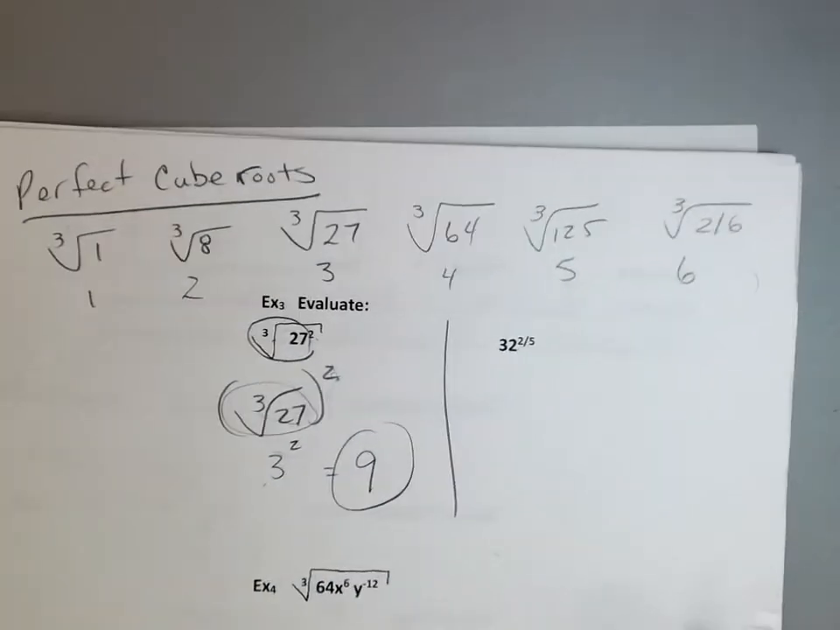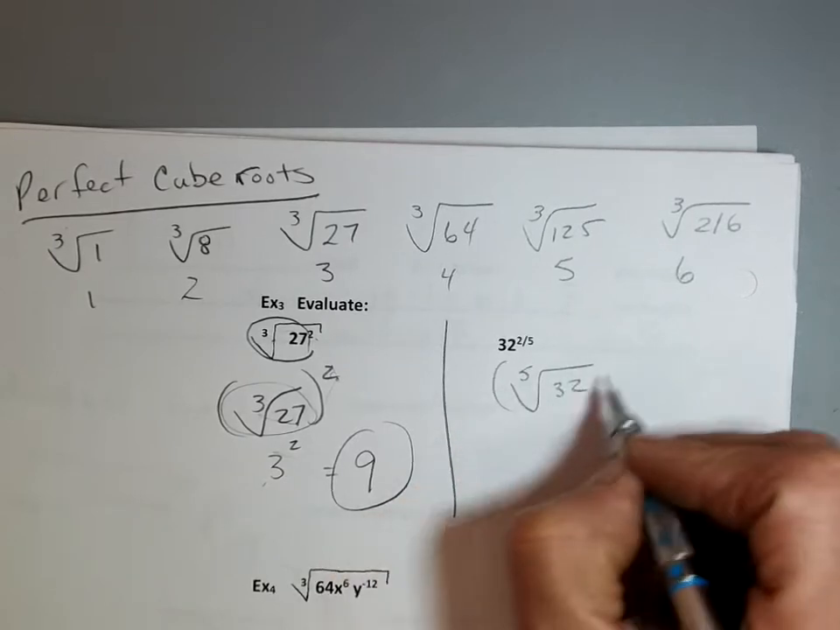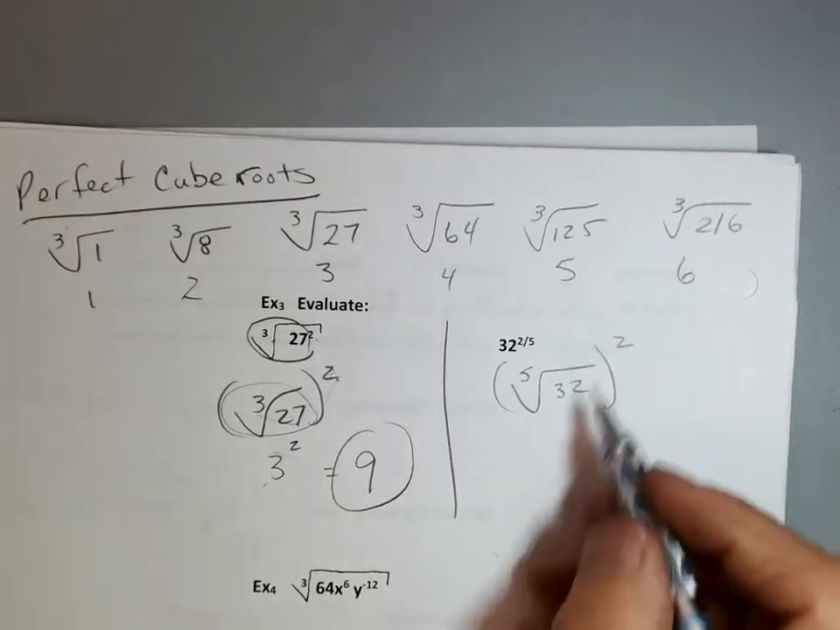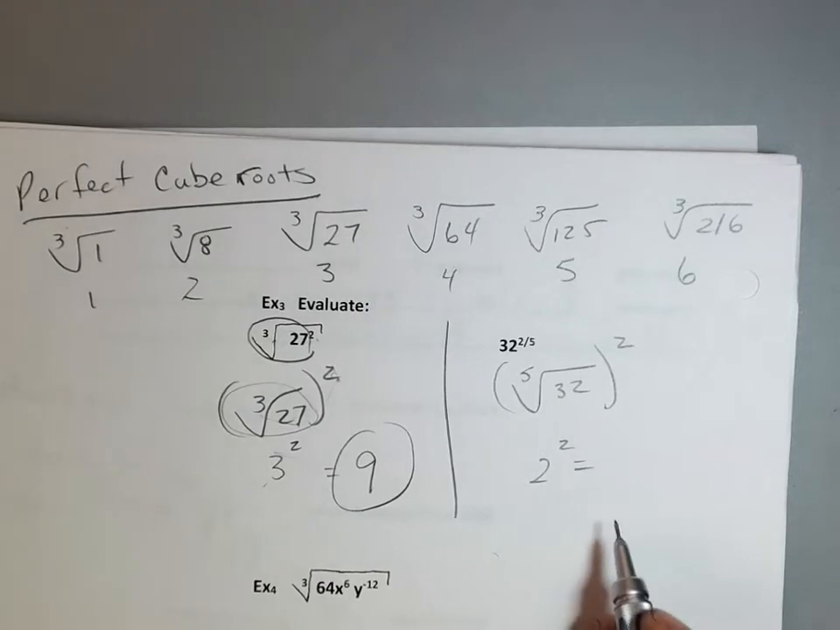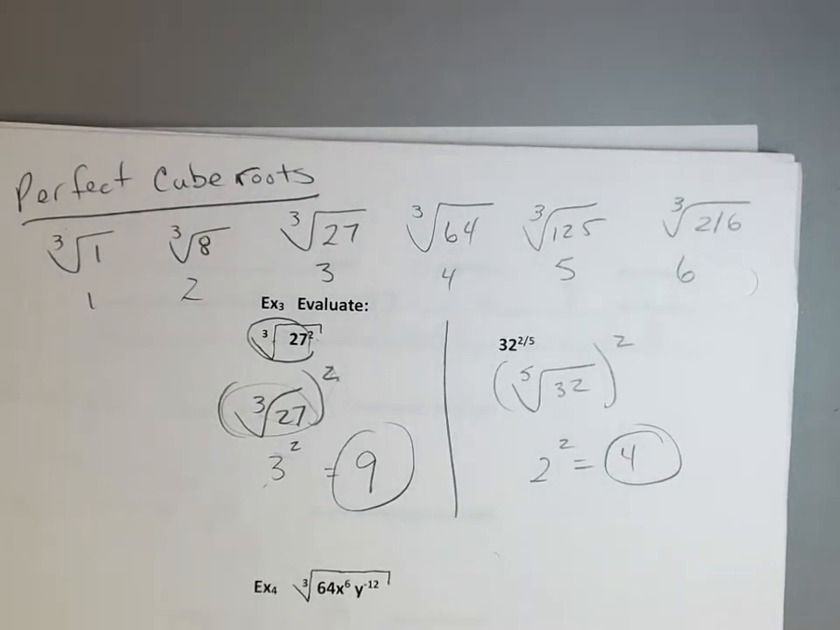32. Fifth root of 32 squared. Okay, so are you ready? What times what times what times what times what makes 32? 2. Okay, it is 2. So I can do 2 to the 2 power, which is 4. Okay, good. I'll let you think about that one, okay?